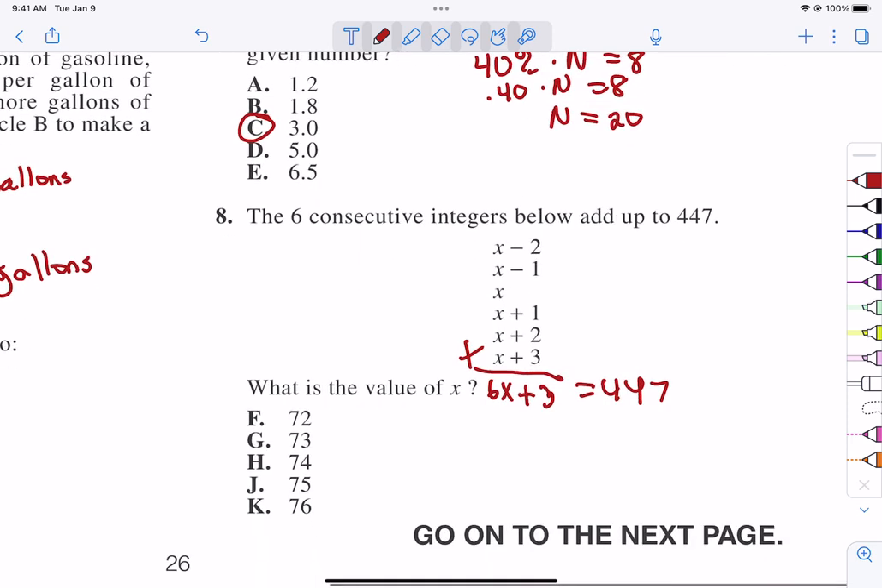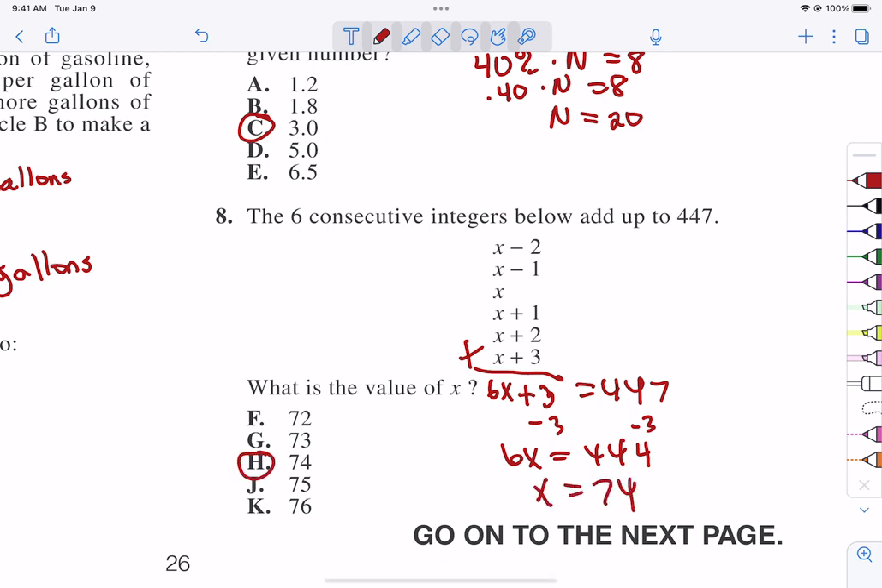Subtract 3 from both sides. We get 6x equals 443. Is that right? No, 444. And 444 divided by 6 is 74. The answer is H. You'll see that it didn't take me 3 minutes to do those, and I know I'm fast, you know, because I've been doing this a little bit of a time.